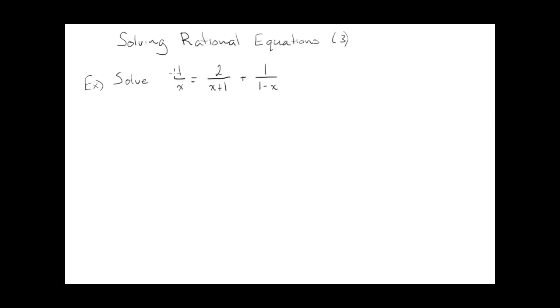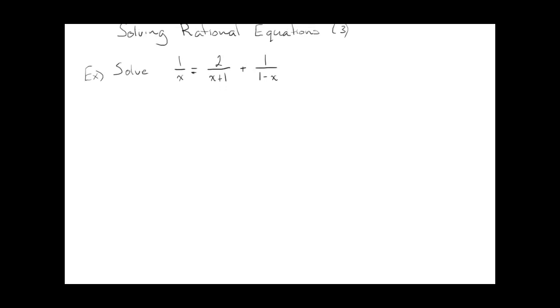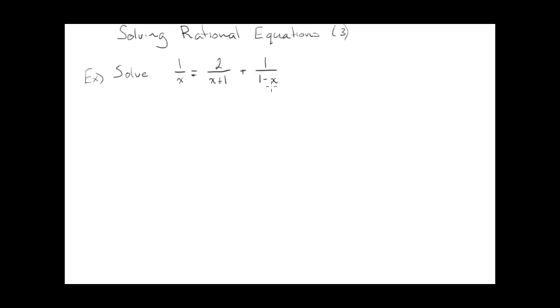Okay, so in this example, this is a third example of solving a rational equation. This rational equation is a little bit different than the previous two because there's actually three rational terms separated, and two of them on this side of the equation are separated by a plus sign. So you can't do cross multiplying or anything like that because of this third rational term.